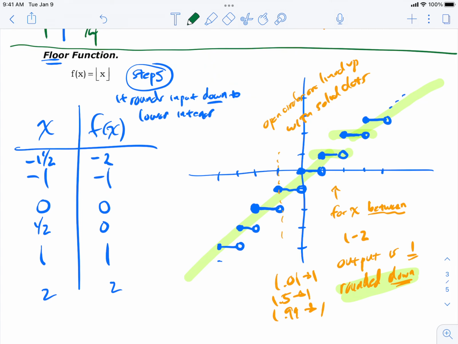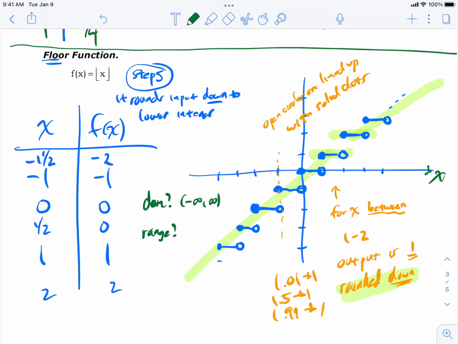Here's a nice question for you. What the heck is the domain? And what the heck is the range? The domain, well, you're looking along the x-axis, and you're saying, what can I plug in? And the answer is I can plug in whatever I want. Right? I can plug in whatever I want, so it's all reals for the domain.